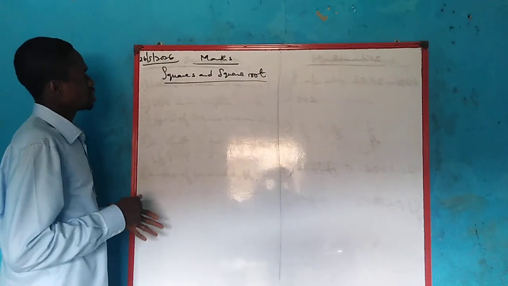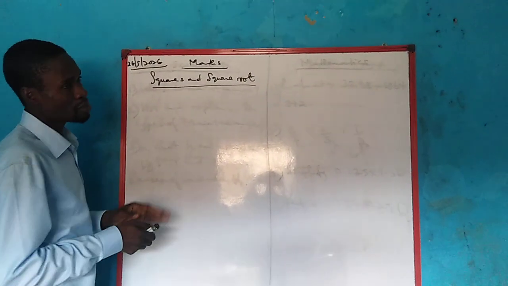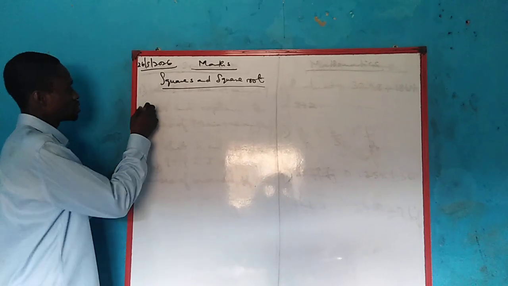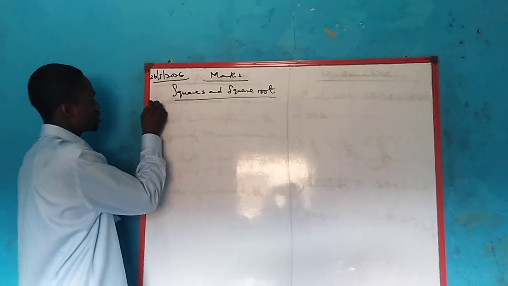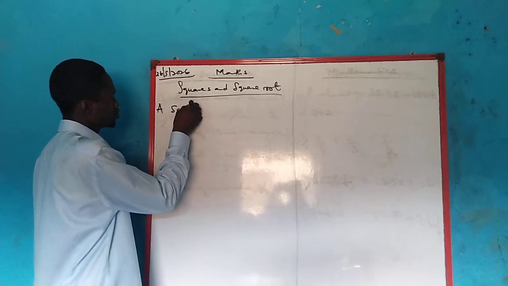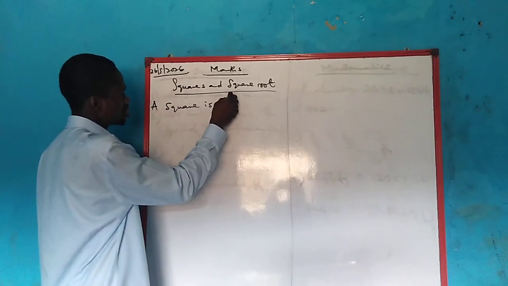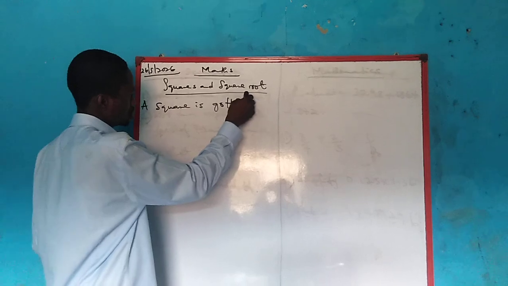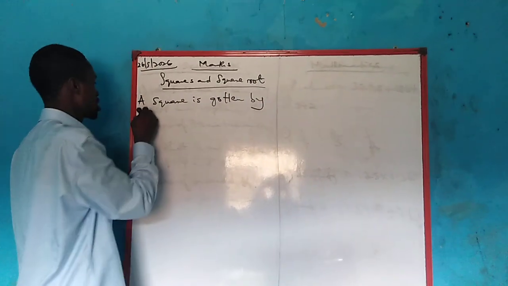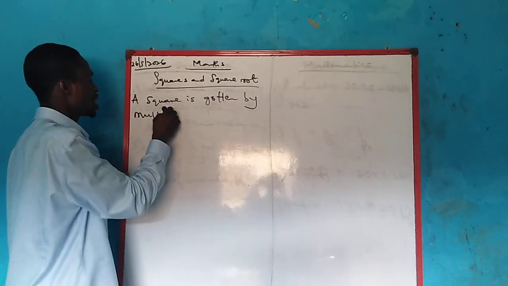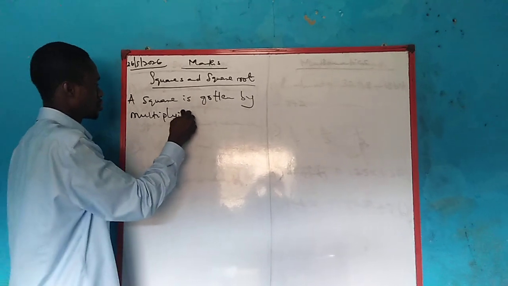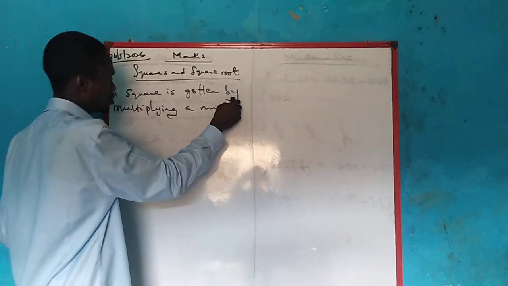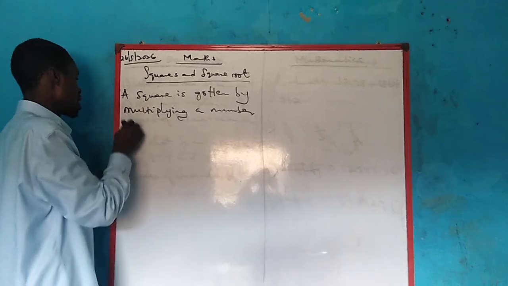A square is gotten by multiplying a number by itself. So a square is gotten by multiplying a number by itself.